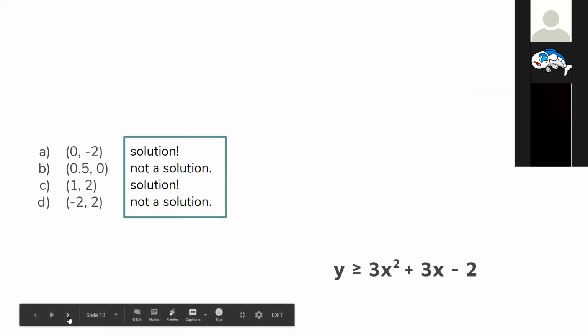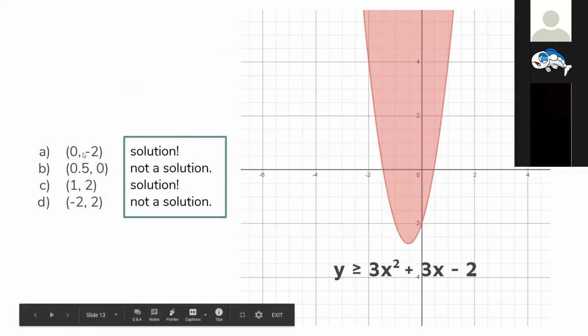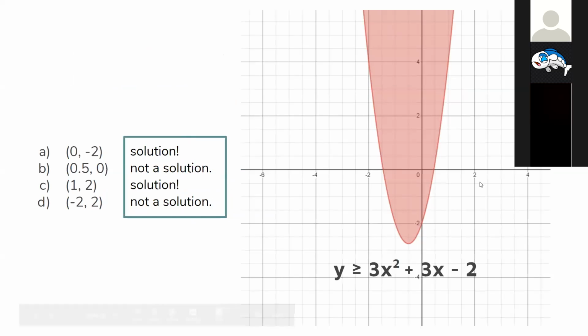But if you had a graph, you could always graph each point onto the quadratic, on the graph you have. So 0, -2 would be right here. So it's exactly on the quadratic, so you would know that that's a solution.